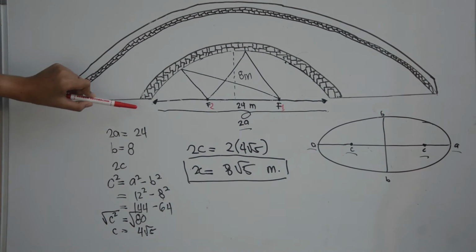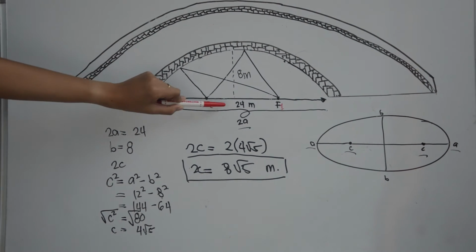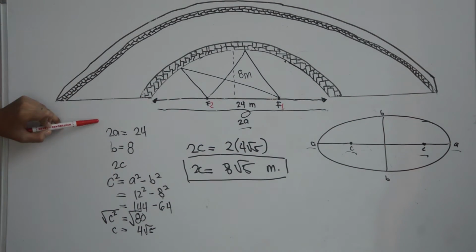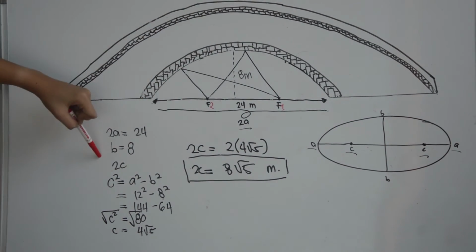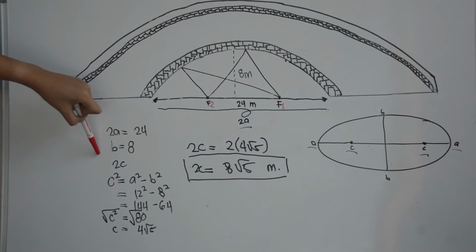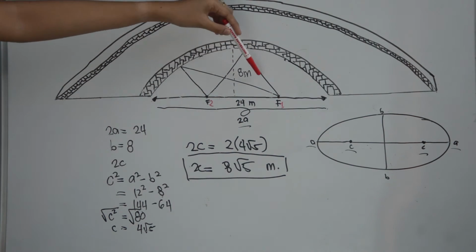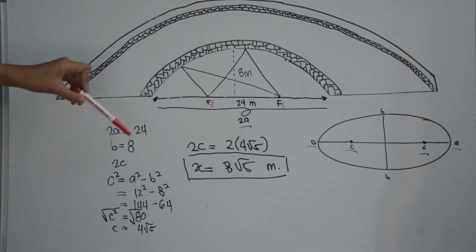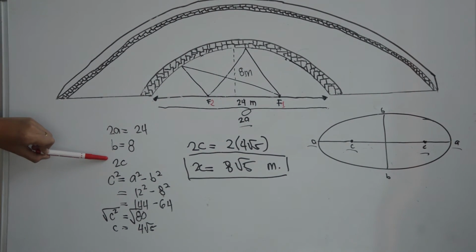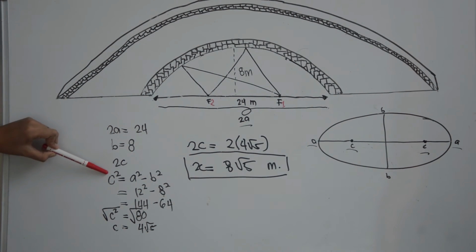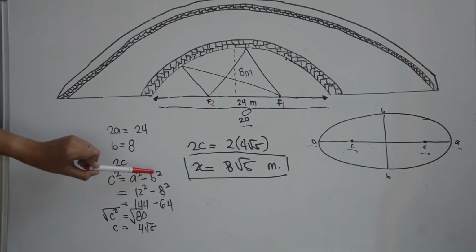So since this is half an ellipse, we can infer that 24 meters here is our 2a. And our b would be 8 meters or 8. So in our problem, we are to find the distance from this focus to this focus, which is our 2c. So before we can find 2c, we have to find c first. So we have this equation, c squared equals a squared minus b squared.